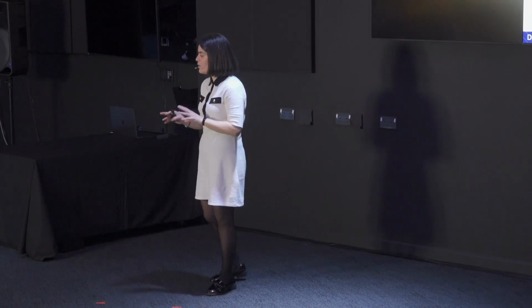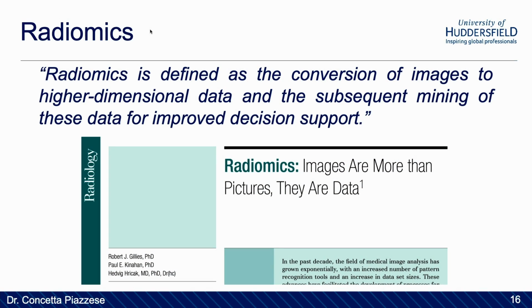Before actually explaining to you what radiomics is, let's have a look at the definition. This definition has been taken from a paper published a couple of years ago. In this paper, radiomics has been defined as the conversion of images to higher dimensional data and the subsequent mining of this data for improved decision support. What does that mean? If you want to explain it in a simple way, it means the following. Basically, we have the image, we extract new unseen information, and then we use this information to develop new biomarkers, new treatments.